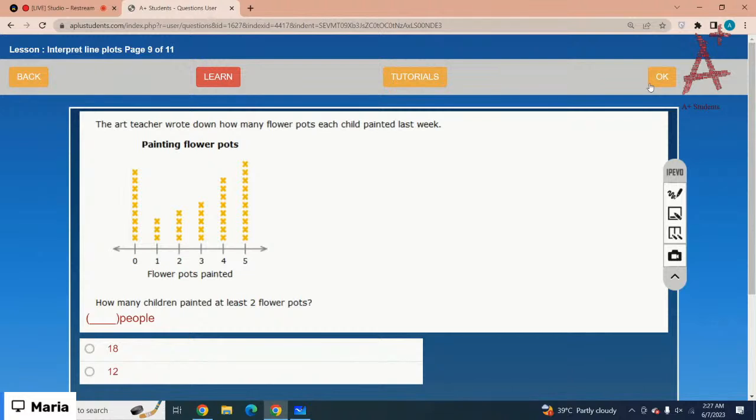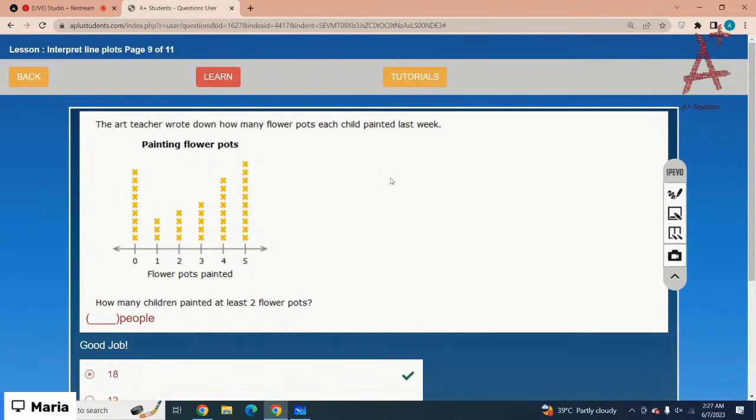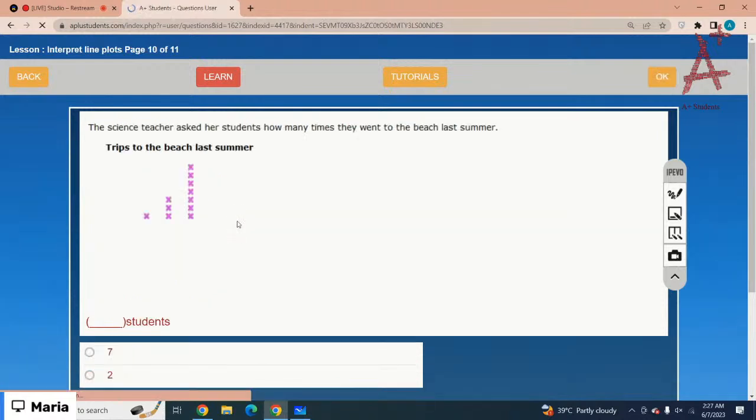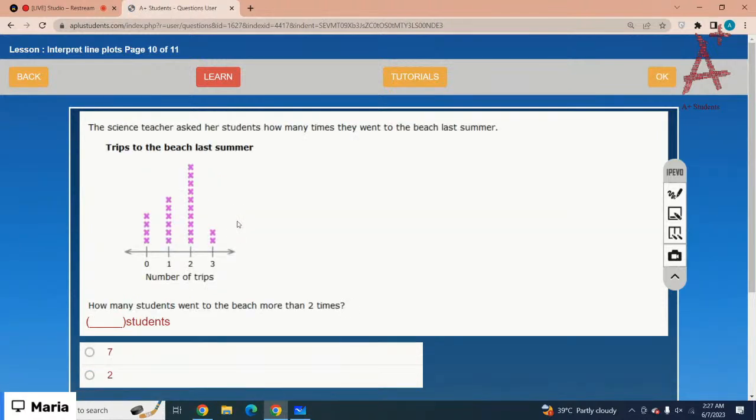But they are not 18. They are more than 18. 1, 2, 3, 4, 5, 6, 7, 8. At least two. They are not 18. They are more than 18. You don't have the correct option given. Got it? Even if you count the crosses from 2 to 5, they are more than 18.